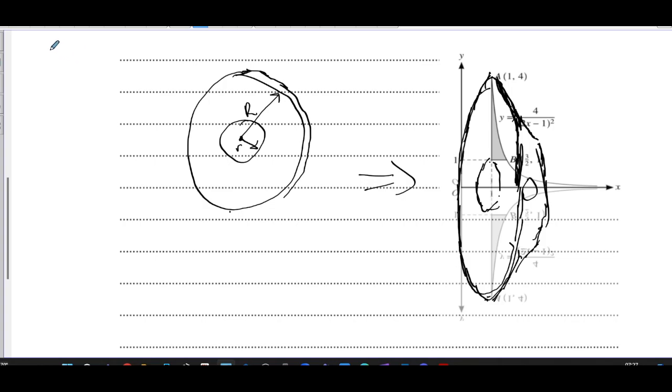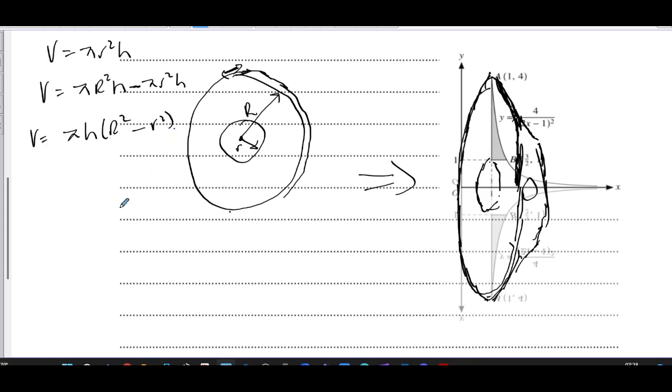As we know, the volume of a cylinder is pi r squared h. So now we have to find the volume of the whole thing. It's going to be pi times capital R squared h, where h is how thick the cylinder is, minus pi times small r squared h. So you can think of this as pi times h times (capital R squared minus small r squared). That h is the same for both of them.